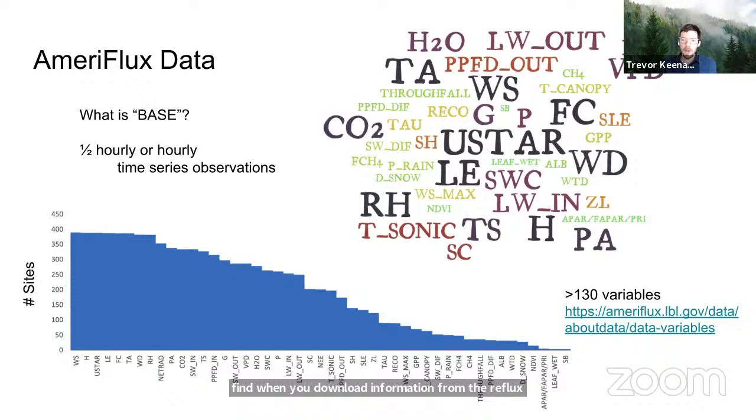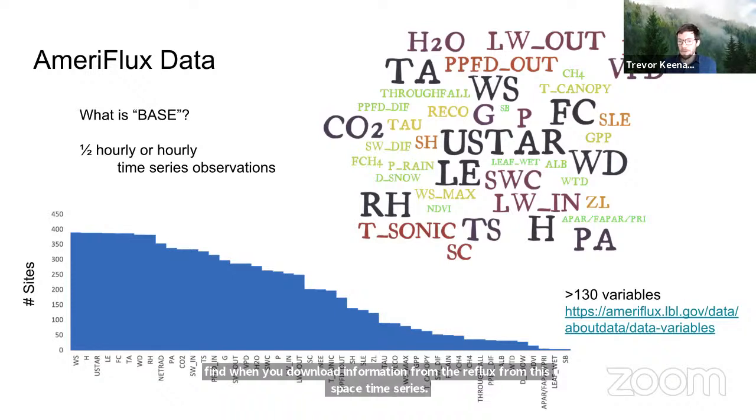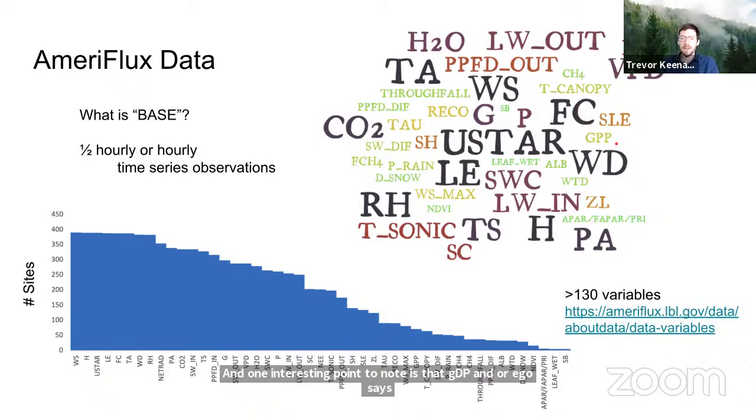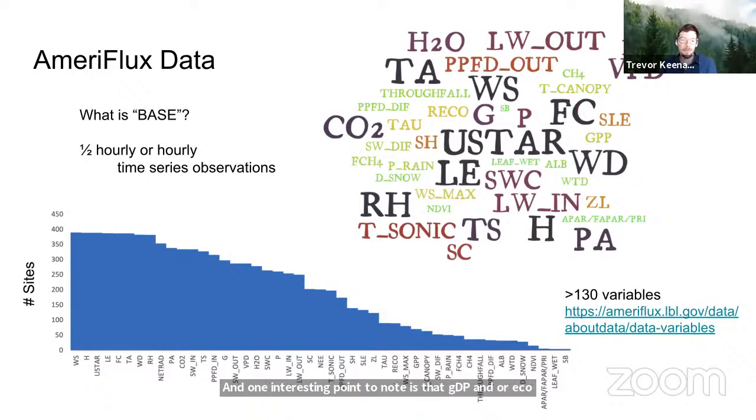We also have other measurements, which are also super interesting, but more rarely measured, such as, for example, throughfall, or temperature of the canopy, methane fluxes, which are a growing measurement across the network, especially after a year of methane campaigns. And one interesting point to note is that GPP or ECO, so it's gross canopy photosynthesis or total ecosystem respiration. So these are, as you see here, quite small. They're not reported by a lot of sites.